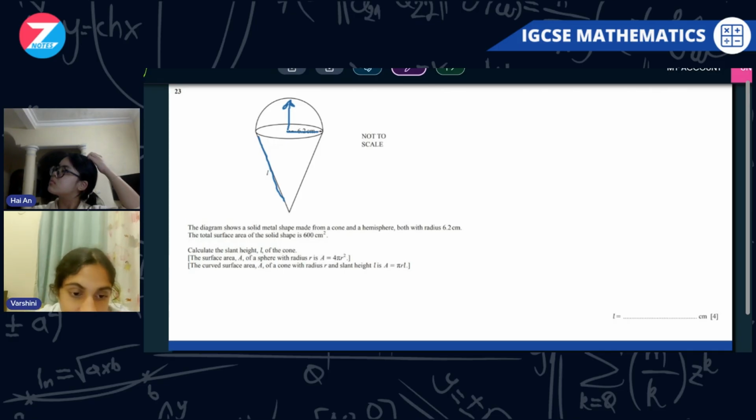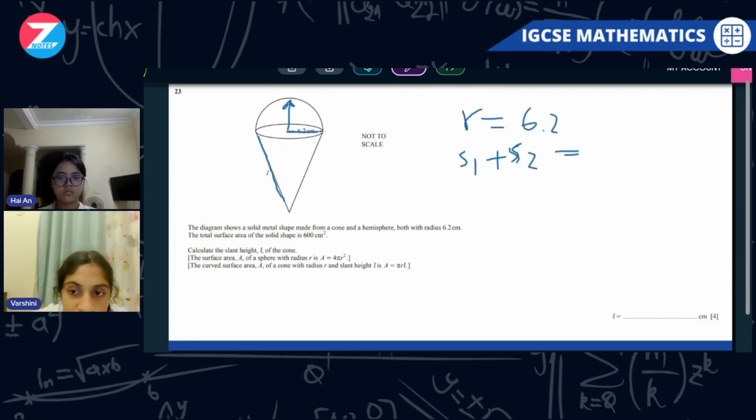And they've given us two formulas. The surface area of a sphere is A equals 4 pi r squared, and the curved surface area of a cone with radius r and slant height L is pi r L. So we know r over here is equal to 6.2. And we know the surface area, all we need to do is to find these. We need to do surface area 1, the surface area of the cone, plus the surface area 2 of the hemisphere. We can just equate this to 600. Okay, so how do we go about this?